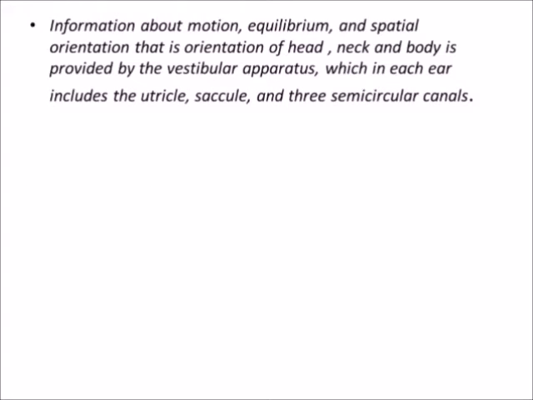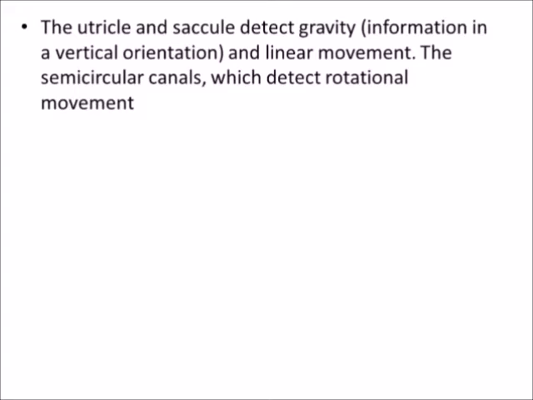Information about motion, equilibrium and spatial orientation, that is orientation of head, neck and body, is provided by the vestibular apparatus, which is in the internal ear, which includes utricle, saccule and three semicircular canals as we have known. The utricle and saccule detect gravity, that is information in a vertical orientation. So the utricle and saccule detect gravity and linear movement. The semicircular canals detect rotational movement.